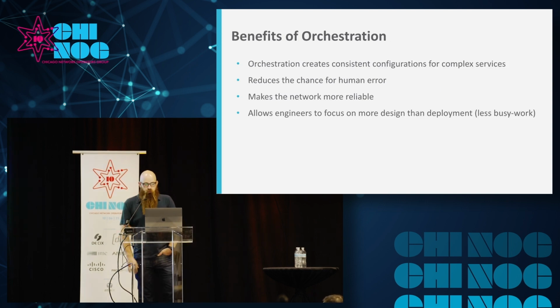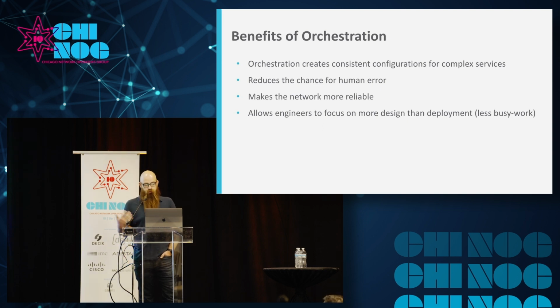So the real benefits though are, again, consistency, right? Making sure that when I deploy a layer 2 VPN, it's done the same way for everyone. Layer 3 VPN, same way for everyone. Internet transit service, same way for everyone, right? And that doesn't mean we can't have differences in configuration. It just means that they are consistent within their product definitions.